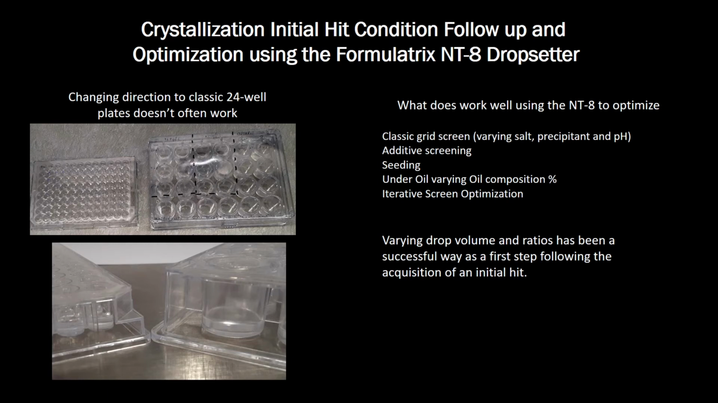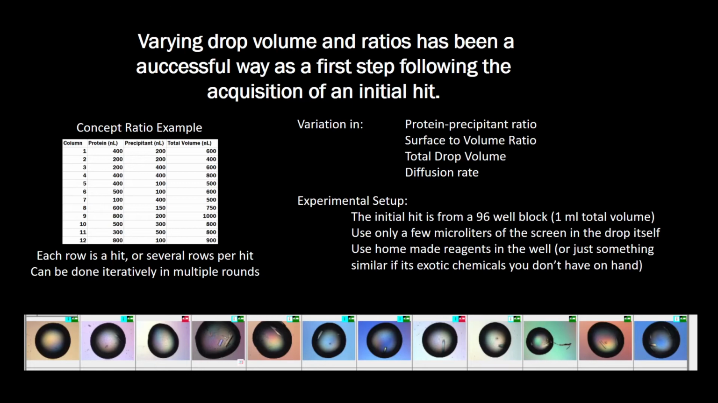In my hands, the first step of varying the drop volume and ratios has been a quite successful way following that initial hit. So what I mean by varying the drop volume and ratios is that the experimental setup is that initial hit from a 96-well block. We set up a tray where every well has that condition in it, and you don't have to use the material from the screen itself. You can use homemade reagents, or if you don't have that particular one, you can use something close, and that'll still provide enough vapor diffusion.